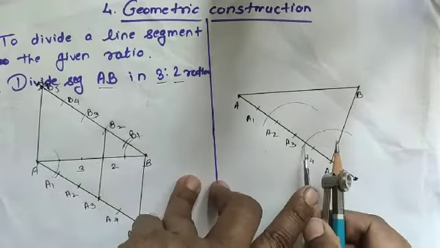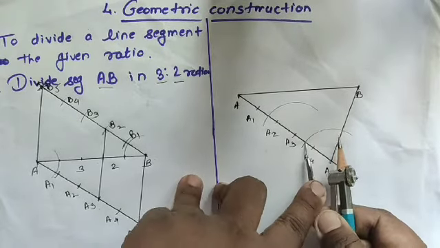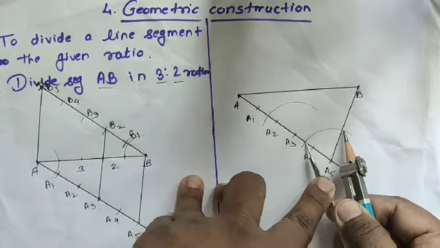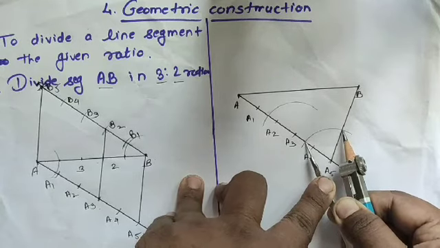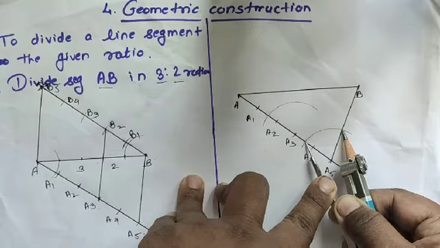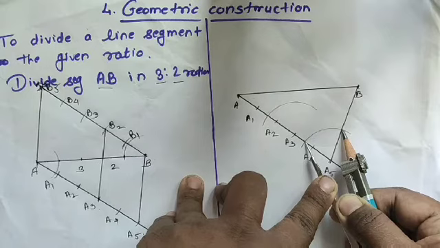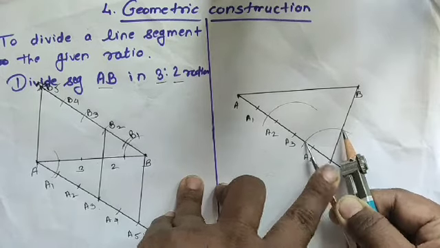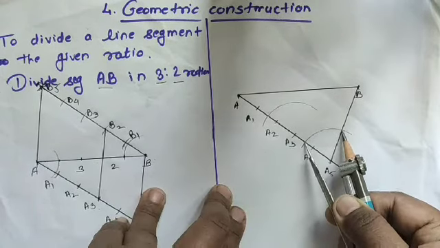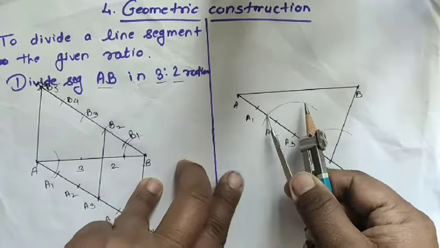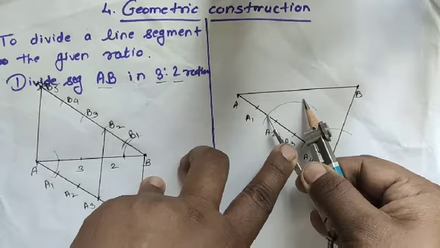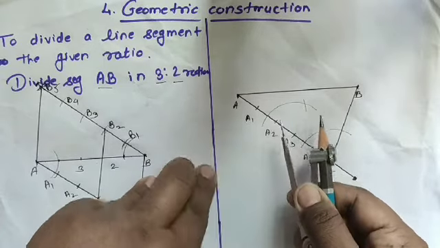Now take the distance between the arcs which intersect, this A5 line and this A5 and B. This distance we have to take in the compass. See here, okay? And by taking the same distance, what we have to do? Put your compass on this intersection of the line and this arc, and draw the arc which intersects the first arc.